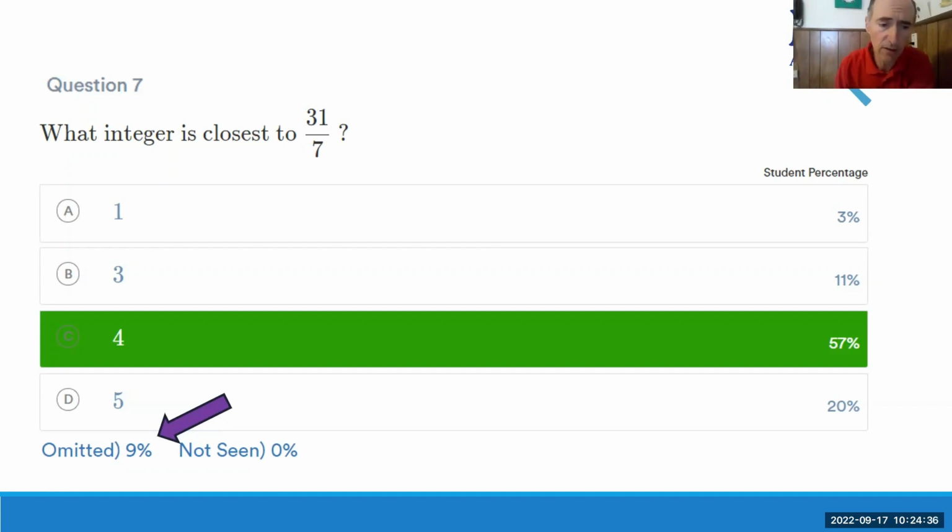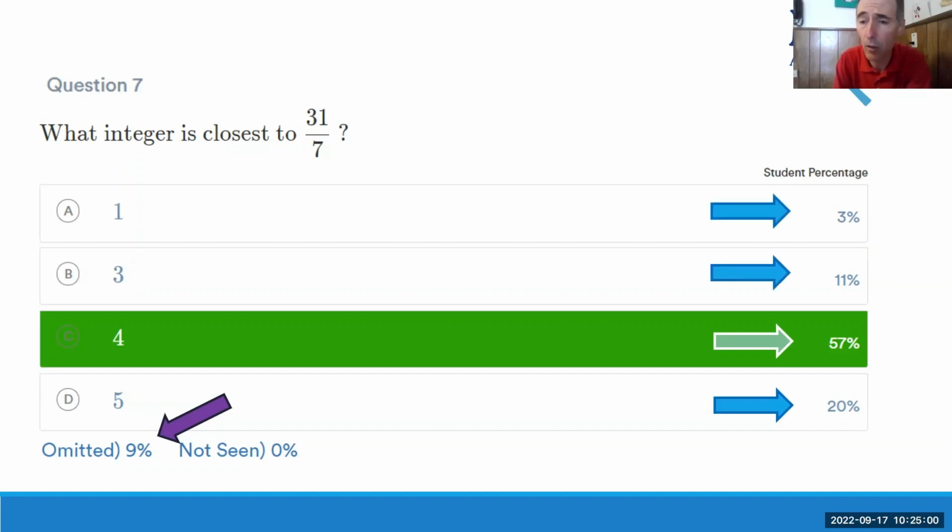9% omitted. It's not a huge number, but it's also somewhat significant because this is only the 7th question in the test. So about 1/10 of the class didn't know how to deal with this, and that is something you should pay attention to. But for the most part, this is a strength, because the majority of the class did know how to answer this question correctly. Okay.